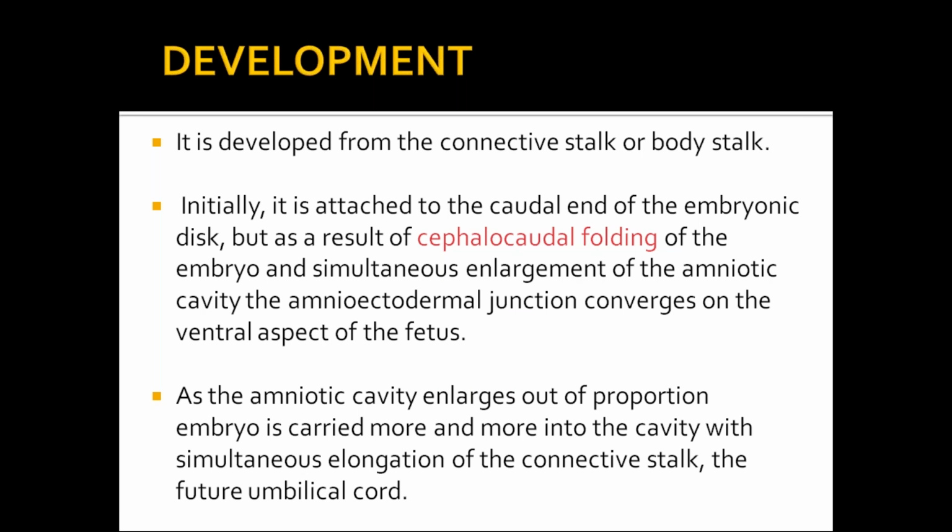See from where this cord is developed. It is developed from the connective tissue of the body stalk. Initially, it is attached to the caudal end of the embryonic disc, but as a result of cephalocaudal folding of the embryo and simultaneous enlargement of the amniotic cavity, the amnio-ectodermal junction converges on the ventral aspect of the fetus. As the amniotic cavity enlarges out of proportion, the embryo is carried more and more into the cavity with simultaneous elongation of the connective stalk, the future umbilical cord.